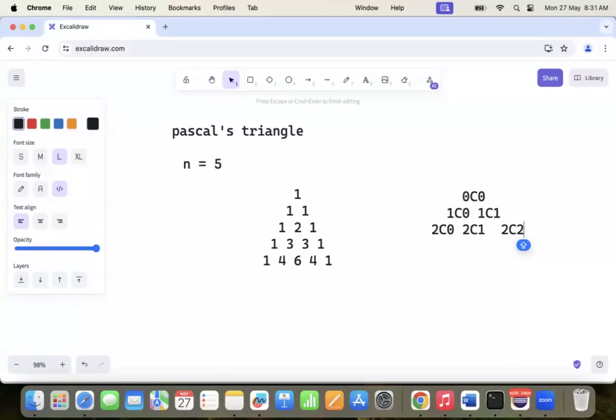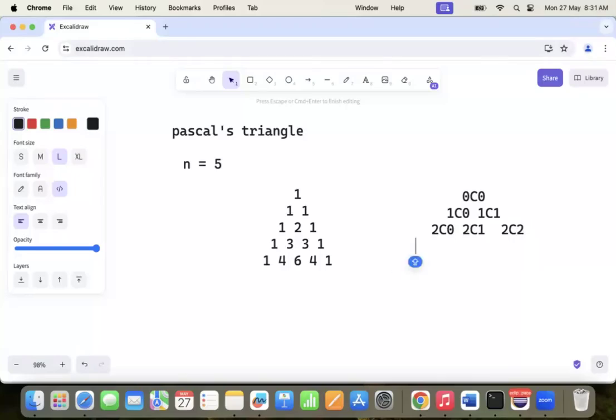Could you tell me what the value of 2C1? 2, sir. Very good. What's the value of 2C2? 1. Are you getting 1 2 1 as output now? Yes, sir. Yes, very good.